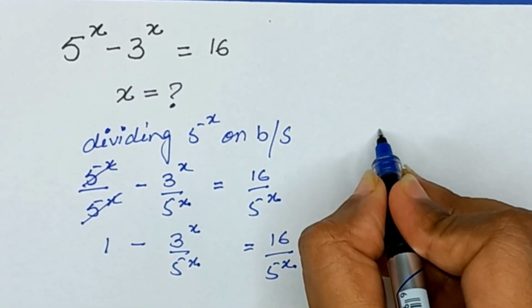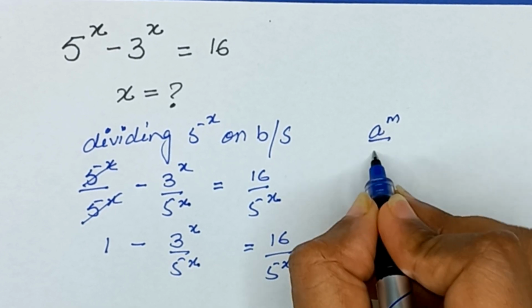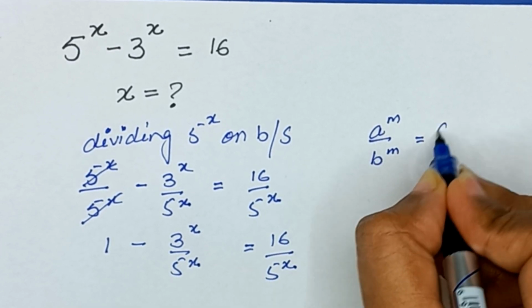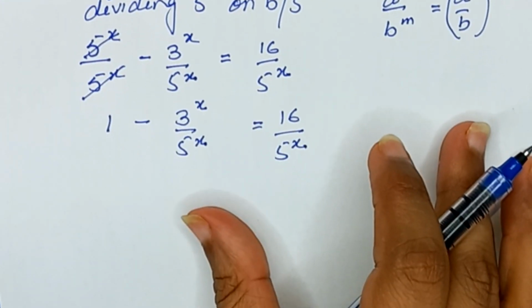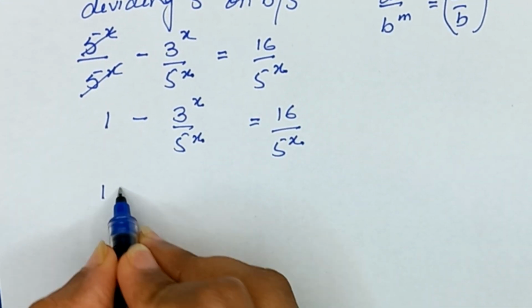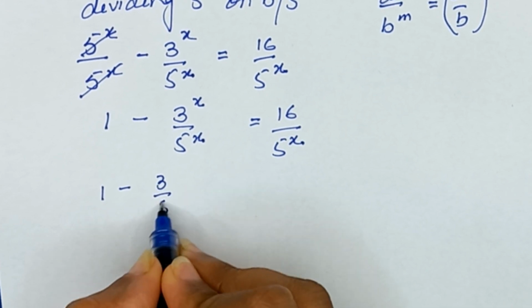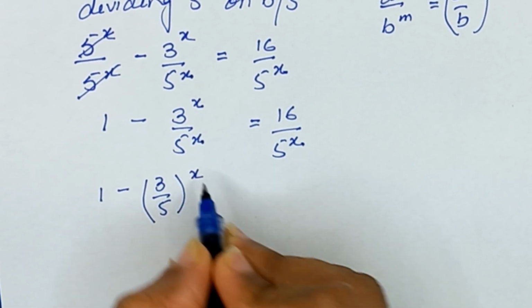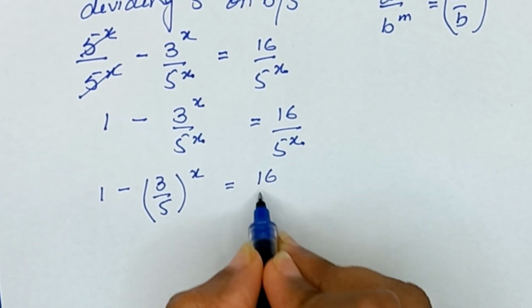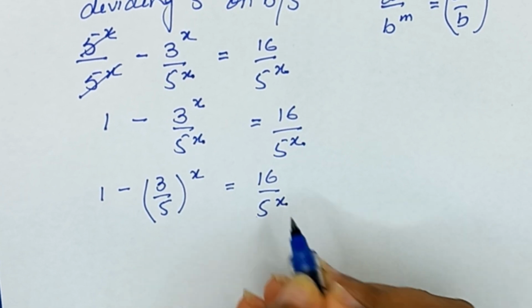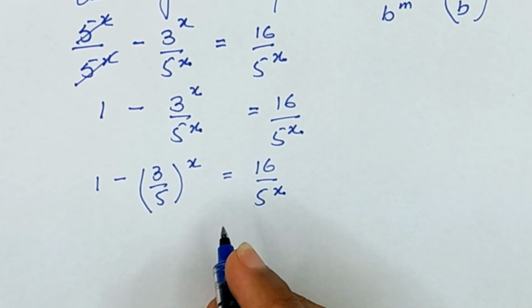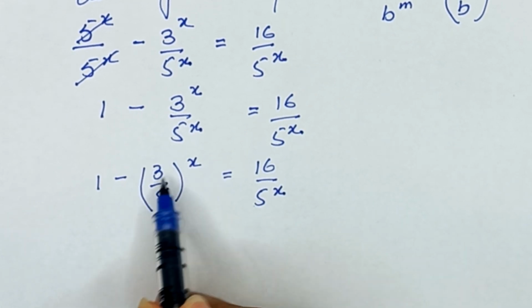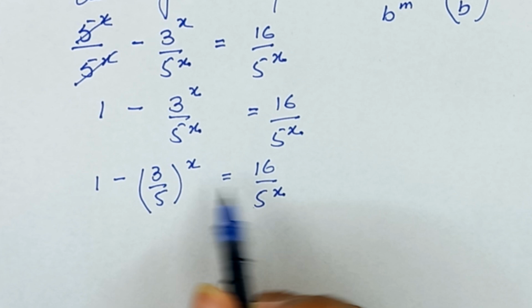As we know that a raised to the power m divided by b raised to the power m can be written as a divided by b whole power m. So we can write it as 1 minus 3 divided by 5 whole power x, and it is equal to 16 divided by 5 raised to the power x. Now here we have 3 divided by 5 whole power x.